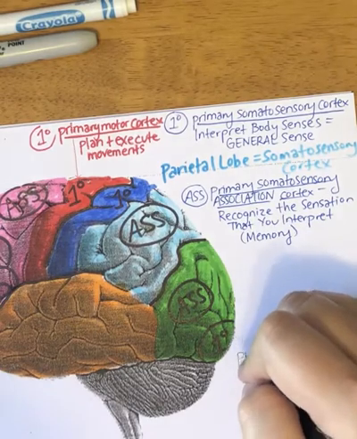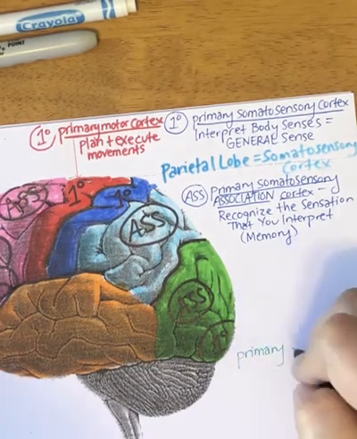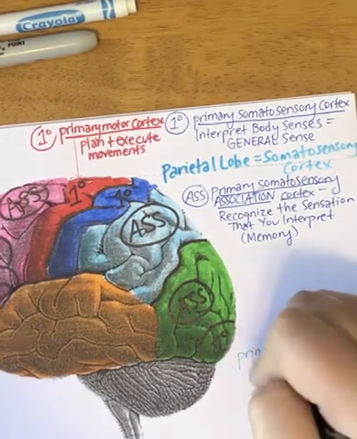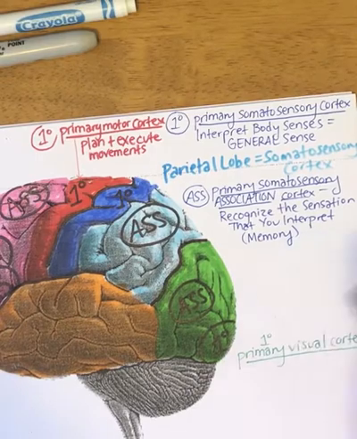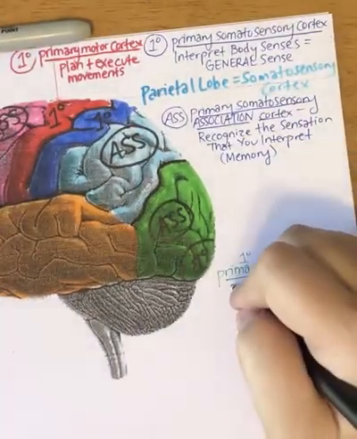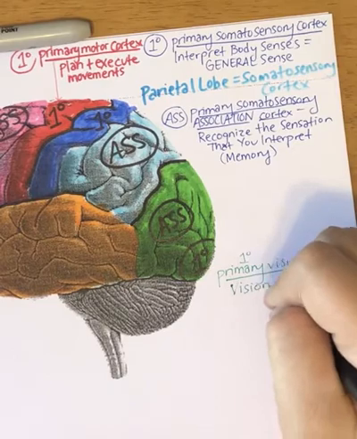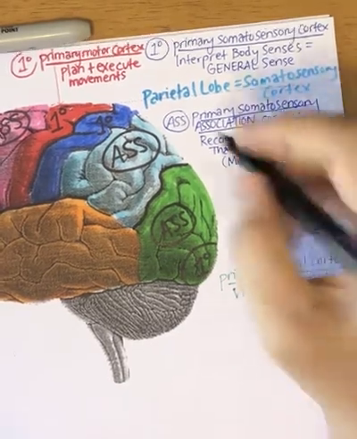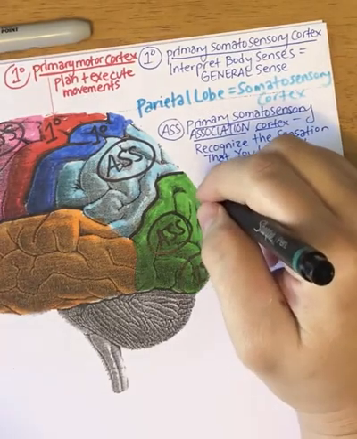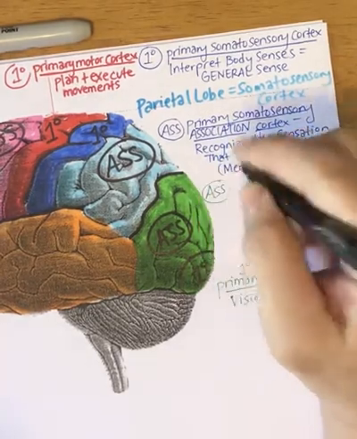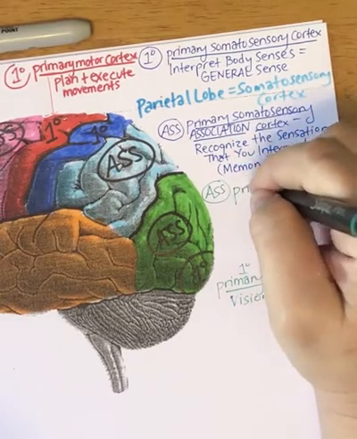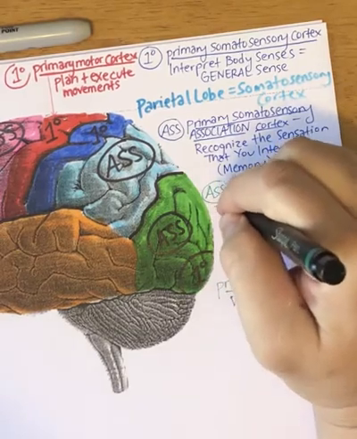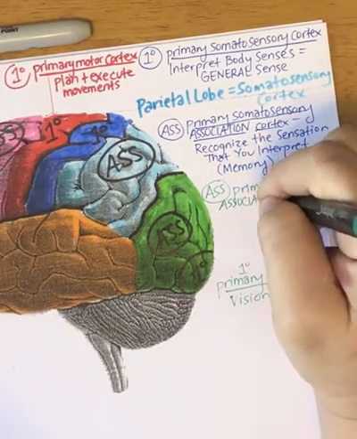So, your primary visual cortex. This is going to help you with vision. Vision is eyesight. Okay. Association. Primary visual, association cortex. What color am I writing in?